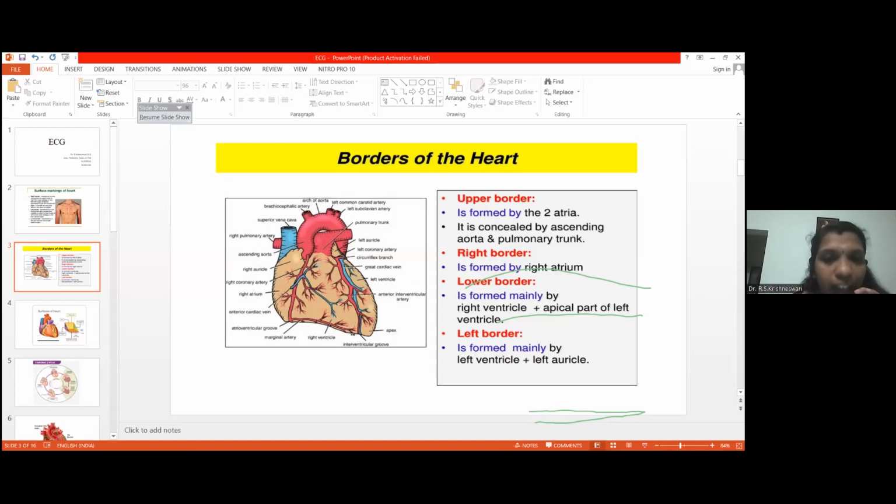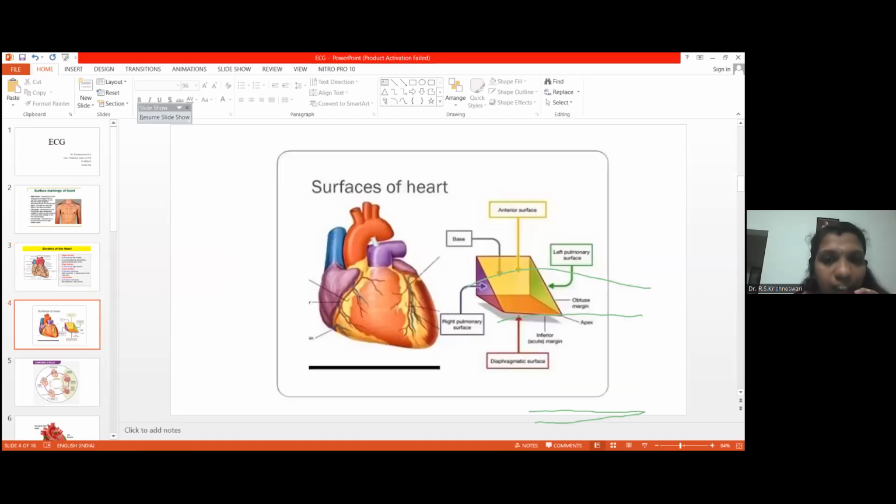Next, regarding the surfaces of the heart, it is very easy to understand. There is an anterior surface, which is also known as the sternocostal surface, because this anterior surface faces the sternum and also the costal margin. It is formed mostly by the right ventricle and also part of the left ventricle.